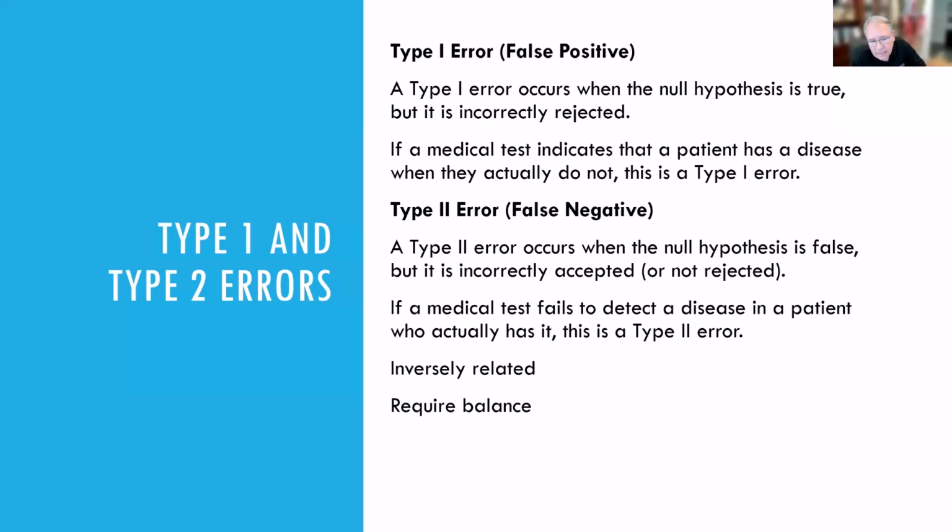The type 2 error is the opposite. It occurs when the null hypothesis is false, but it is incorrectly accepted, so it didn't reject. So in other words, the test fails to detect a disease in a patient who actually has it. So the patient who passes their stress test with flying colors and then drops dead of a heart attack on their way out of the office, that would be an example of a type 2 error. These two types are inversely related and they require balance.